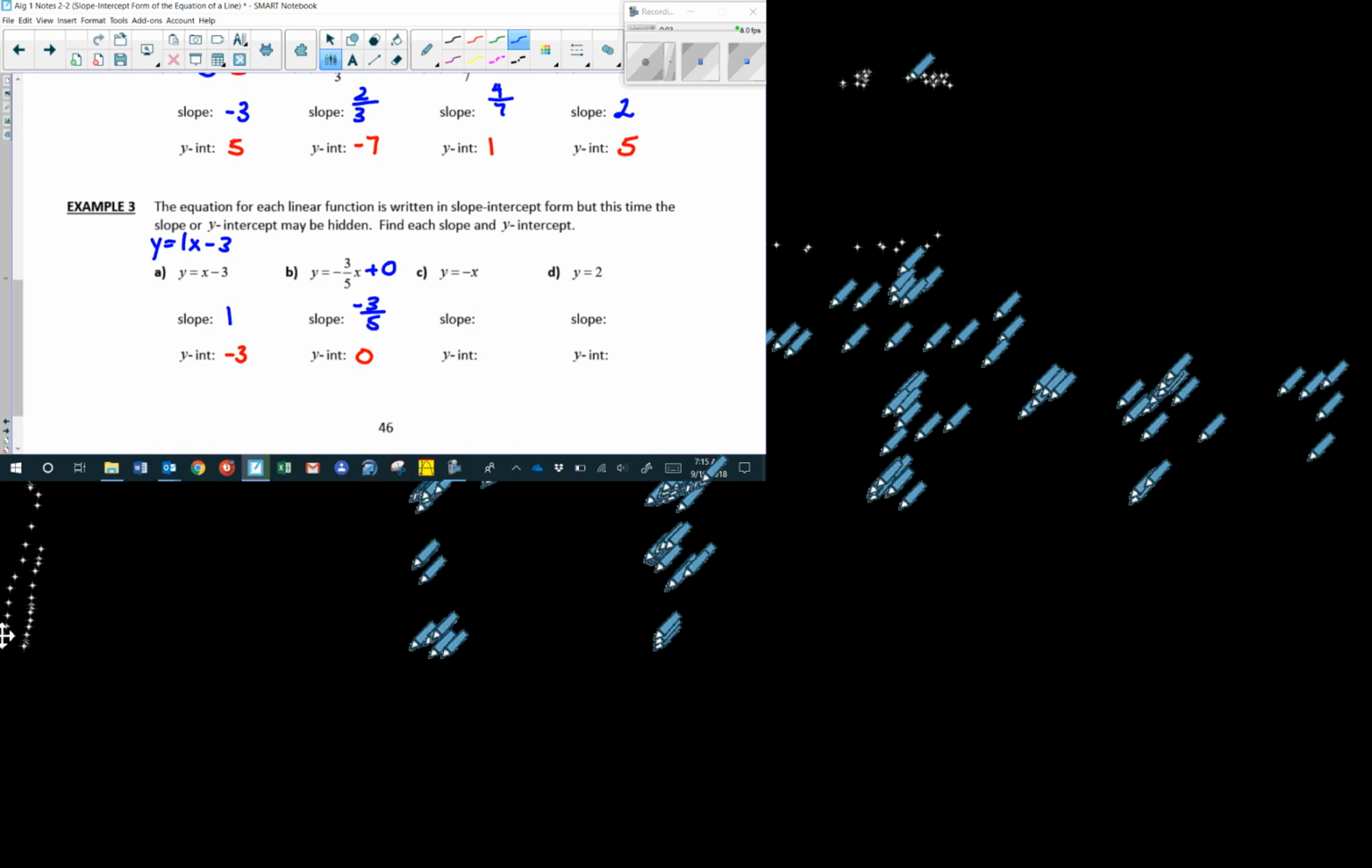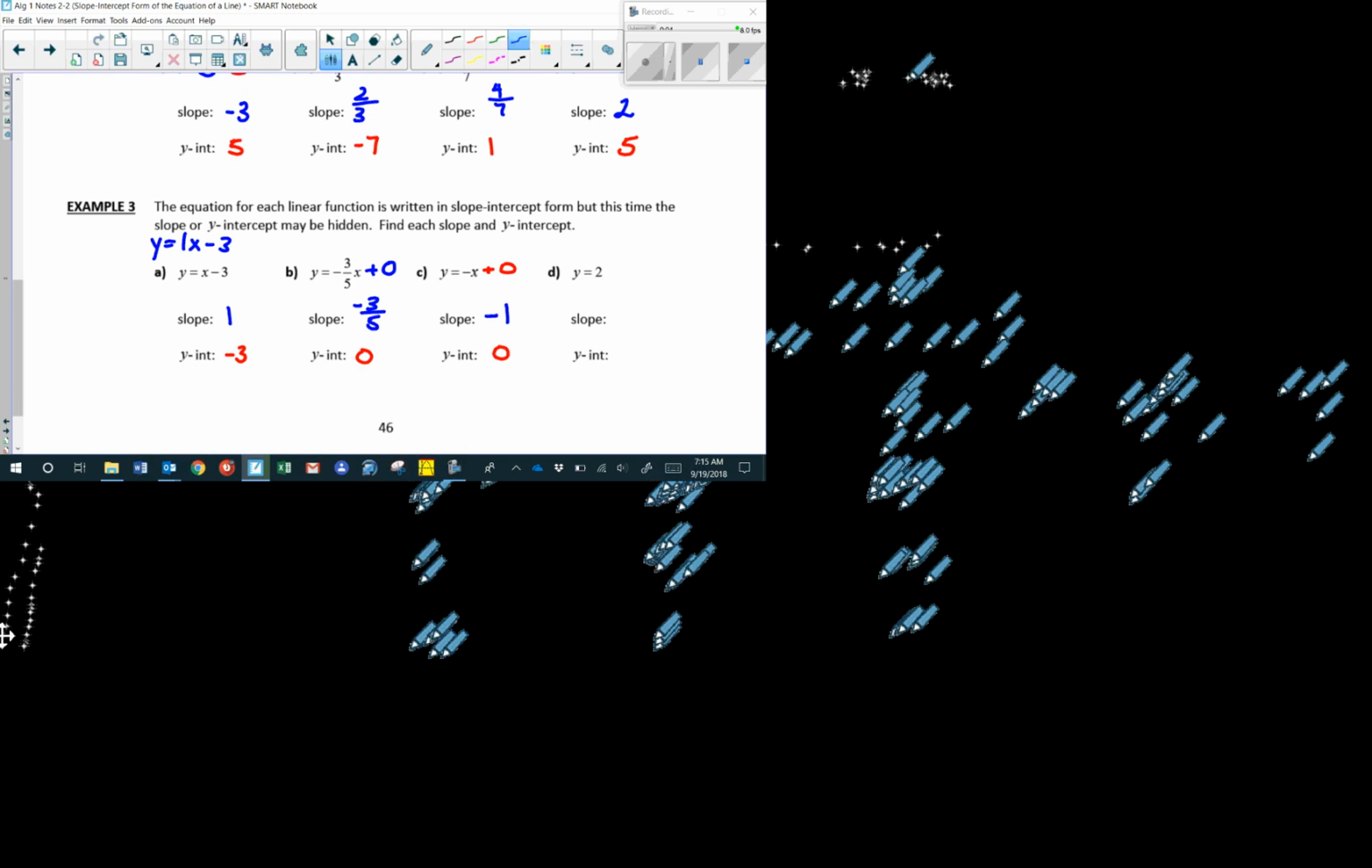Okay, similarly in C, the slope is the number that's multiplying x. There's an invisible 1, so our slope is -1. The y-intercept is the number that's added. Nothing was added, so the y-intercept is 0.